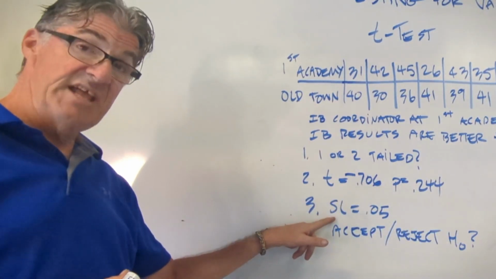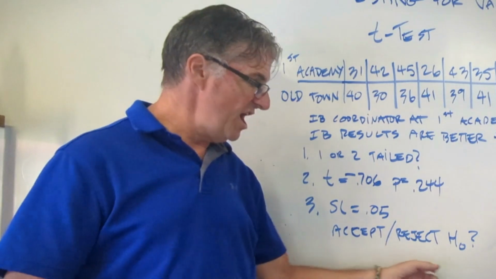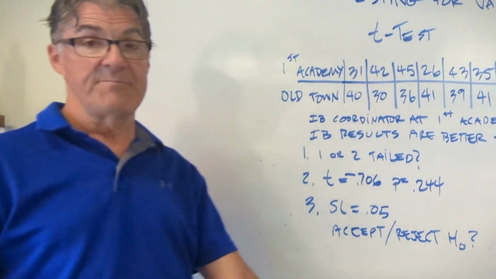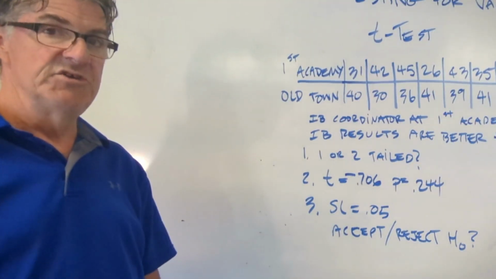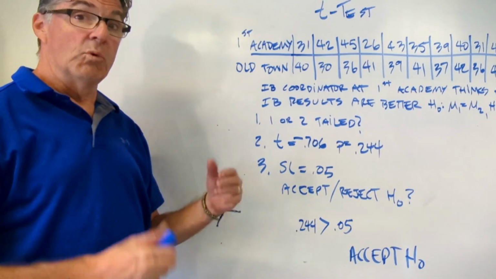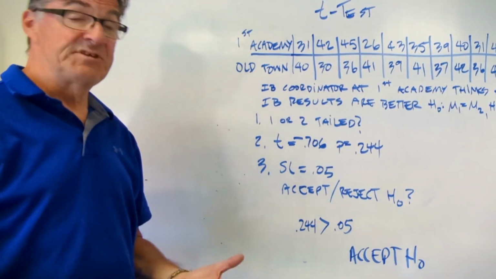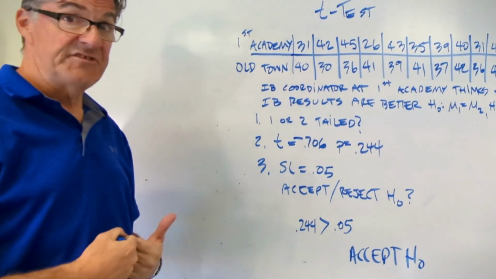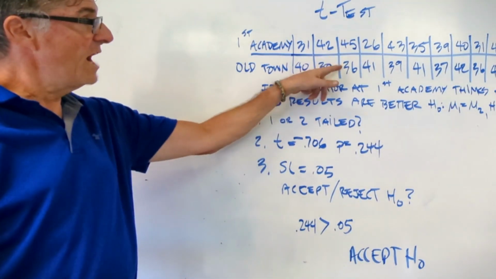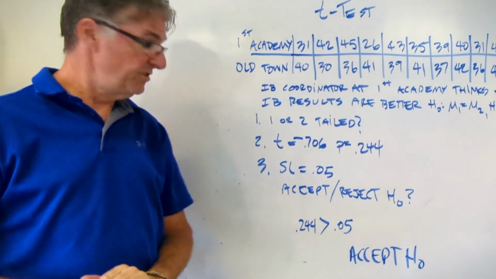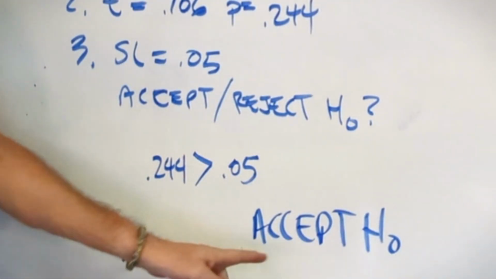Okay, at a significance level of 0.05 or 5%, do you accept or reject H0, the null hypothesis? Think about that and write a reason for why you have the answer that you do. When the p-value exceeds the significance level, we accept H0. The null hypothesis is true. There's no statistical difference between the IB scores of these two schools. So p greater than SL, accept H0.